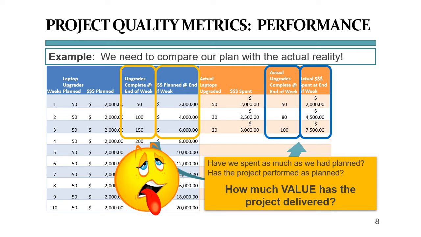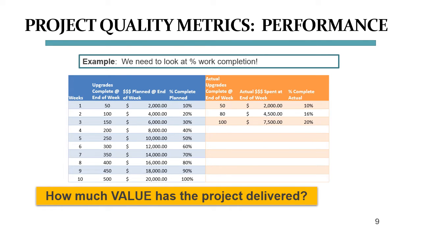Let's calculate how much value the project has actually earned up to now. Perhaps that makes things not look as bad? In order to determine the value, we have to work with percentages. We know that at the end of week 3, we had planned to complete 150 laptops. That is roughly 30% of the 500 laptops. So we were planning to be 30% done with the work.